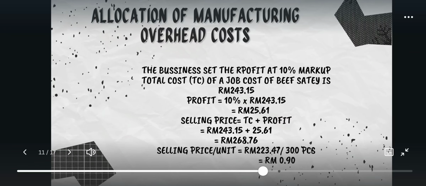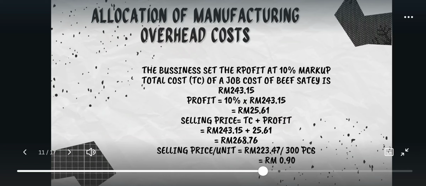So to find the profit, selling price and selling price per unit for beef satay, the business set the profit at 10% markup, and we already calculated the total job cost of beef satay is 243 ringgit and 15 cents. So for the profit, 10% times 243 ringgit and 15 cents. The answer will be 25 ringgit 61 cents.